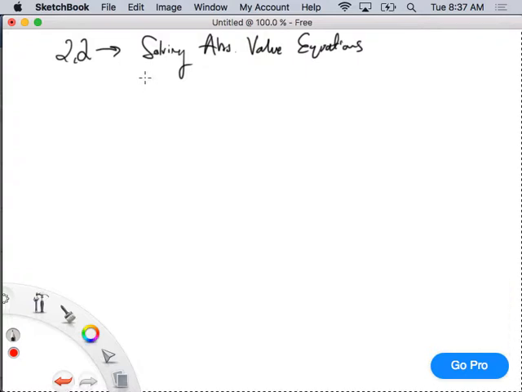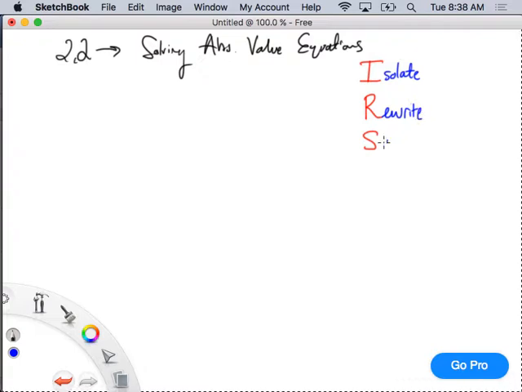Remember, when we're doing this, we follow the IRS pattern. Isolate, rewrite, solve. Okay? You remember that, you're pretty much golden. Isolate the absolute value, rewrite as two equations, and then solve for x. Isolate, rewrite, solve.